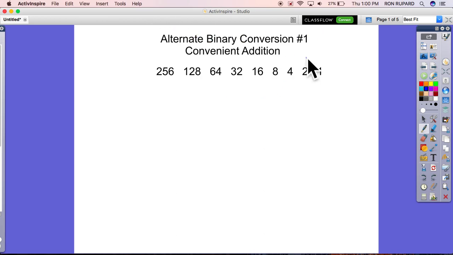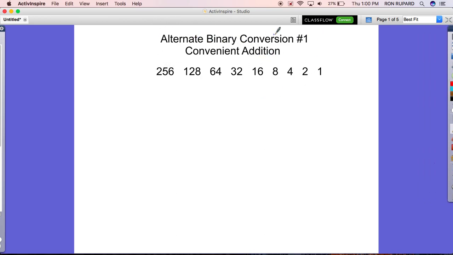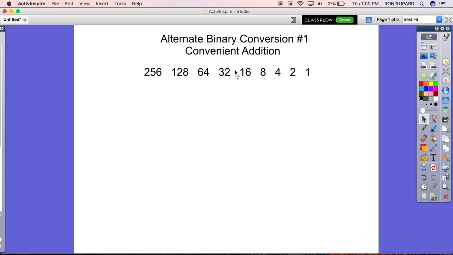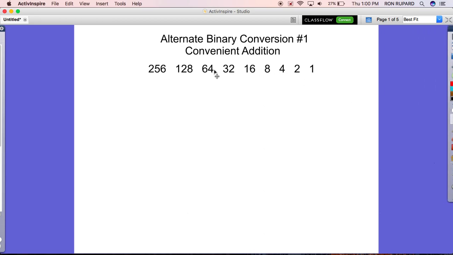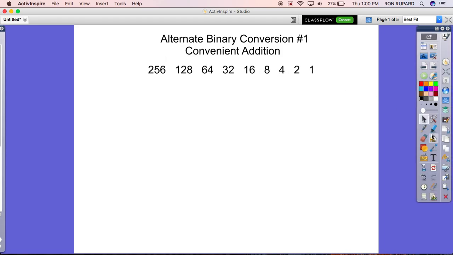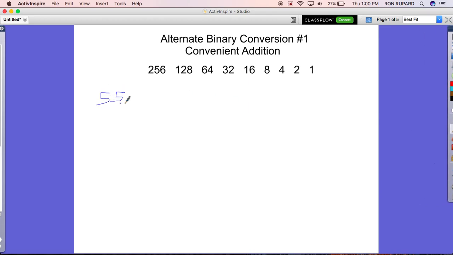Before we get into it, I found two other ways to convert decimal numbers into binary. The first one's called convenient addition, and you will need your powers of 2 up here: 1, 2, 4, 8, 16, 32, 64, and so on. So let's take a number like 55 as a decimal, 55 with a little 10. We've got to convert that decimal number, 55, into binary.